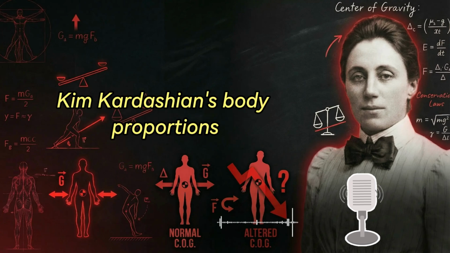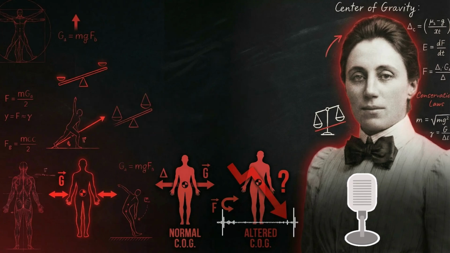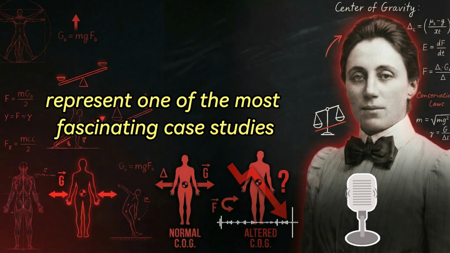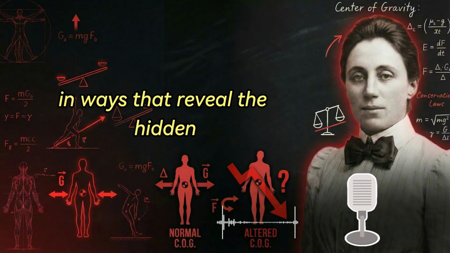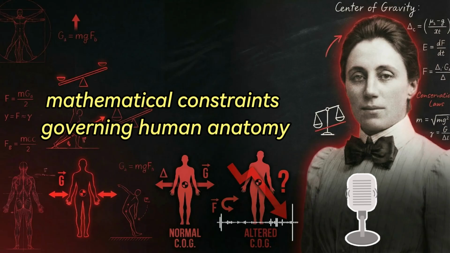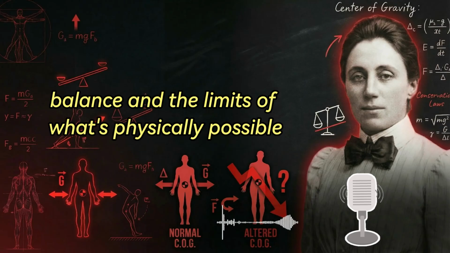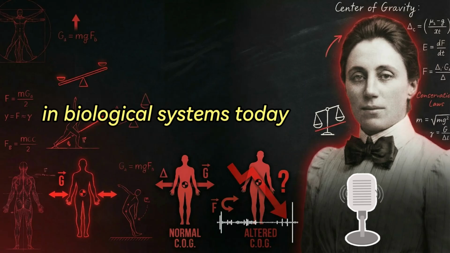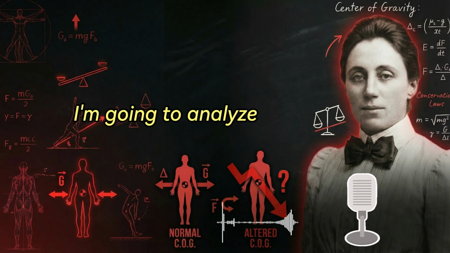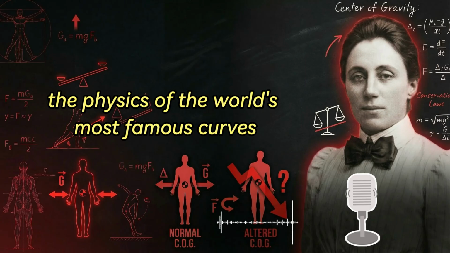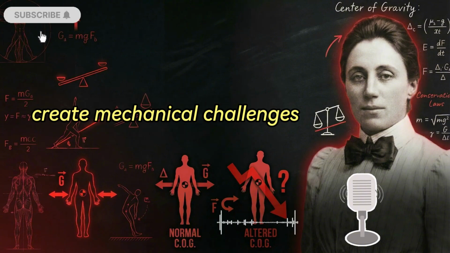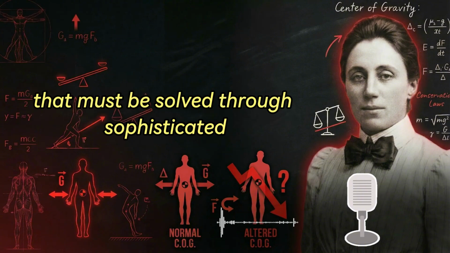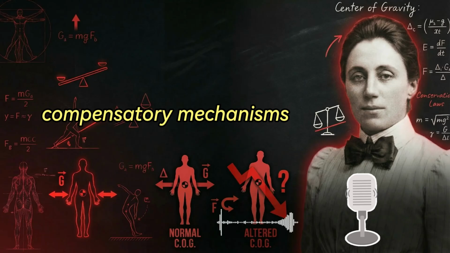What if I told you that Kim Kardashian's body proportions represent one of the most fascinating case studies in applied physics, demonstrating Emmy Noether's conservation principles in ways that reveal the hidden mathematical constraints governing human anatomy, balance, and the limits of what's physically possible in biological systems? Today, I'm going to analyze the physics of the world's most famous curves, explaining why certain body proportions create mechanical challenges that must be solved through sophisticated compensatory mechanisms.